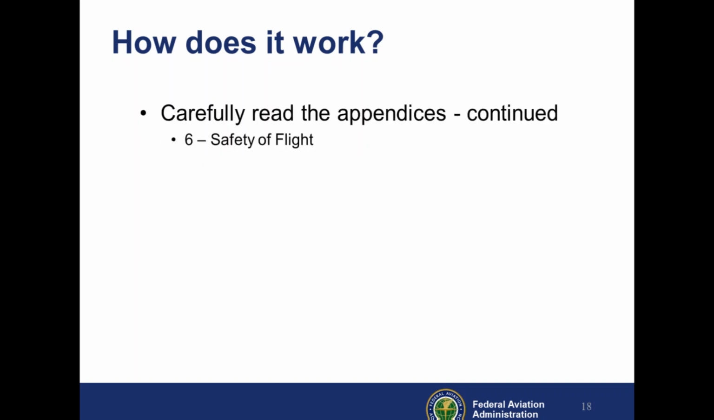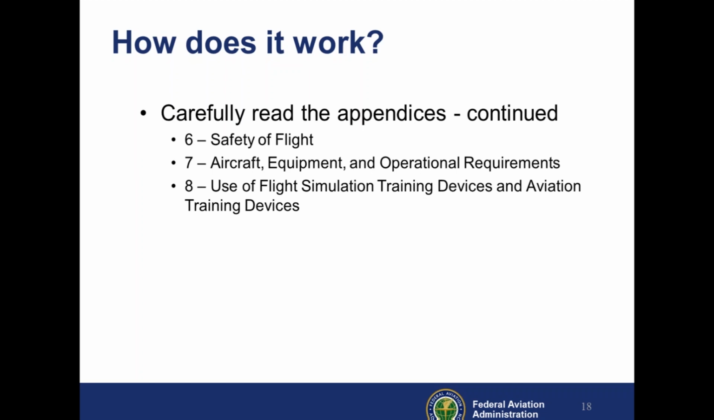It's things such as minimum altitude during maneuvers and that sort of thing. Appendix 7 explains what aircraft and equipment you have to provide during the practical test. And then 8 is use of flight simulation training devices. And then wrapping up, 9 and 10, those are various references that are used during the development, and then abbreviations and acronyms.